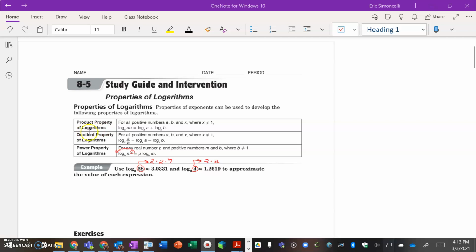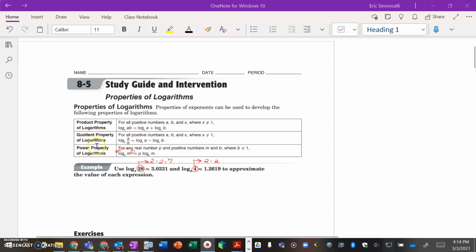So first, the product property of logs, such that for all positive numbers a, b, and x, where x cannot equal 1, log base x of ab is equal to log base x of a plus log base x of b. If you recall the basic product property of exponents, where we multiply a to the m times a to the n, we simply add exponents, m plus n. This property is similar, except we're using logs and not exponents.